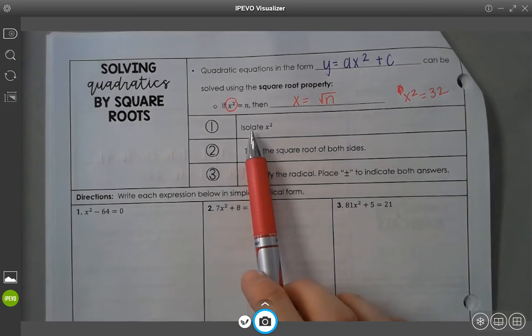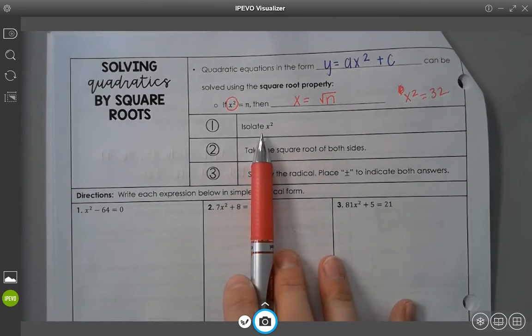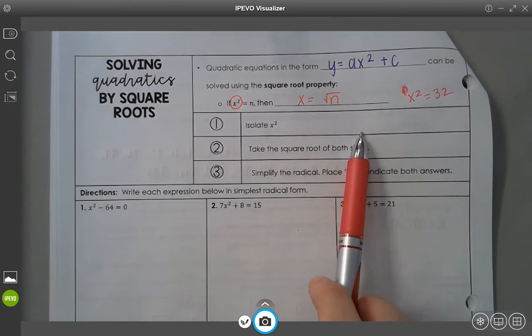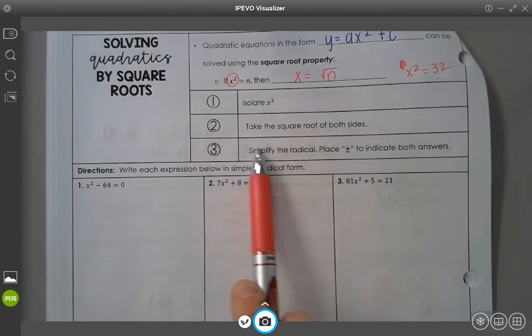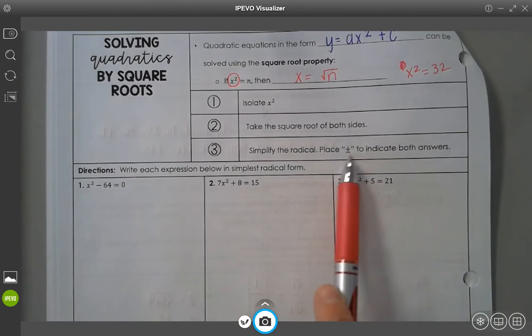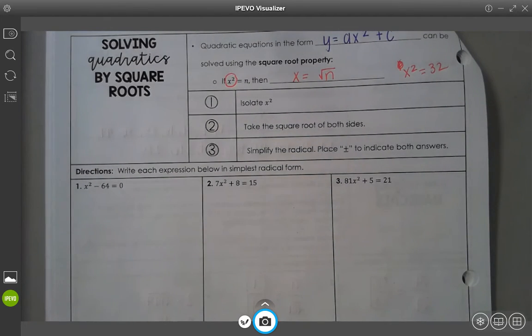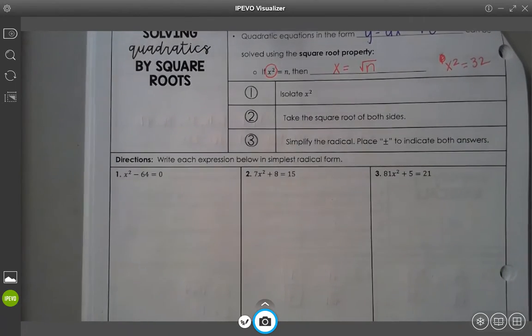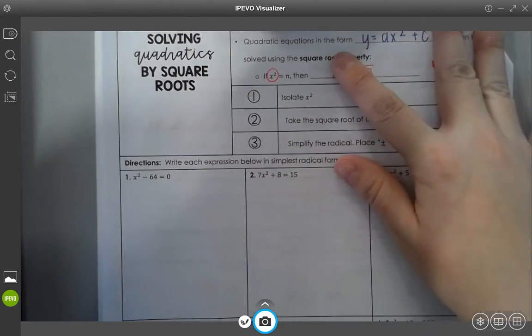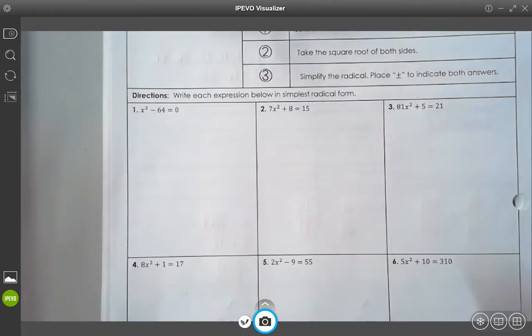So we're going to isolate x squared. That means get it by itself. Take the square root of both sides. When we write our answer, we have to put a plus or minus in the front. Because, and I'll show you an example on the calculator, it'll make more sense. So let's look at number 1.